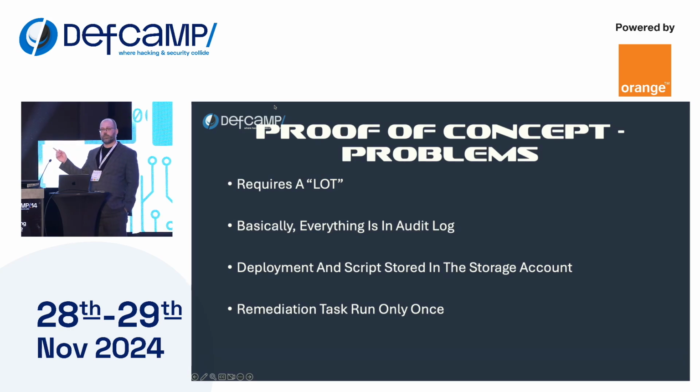Also, the script got downloaded from the GitHub repo to the storage account. So if you want to fix those things, you have to delete the logs and delete the storage account and so on. And the biggest problem is the remediation task runs only once, but if you write a PowerShell script that creates a policy again, then you can loop it and loop.